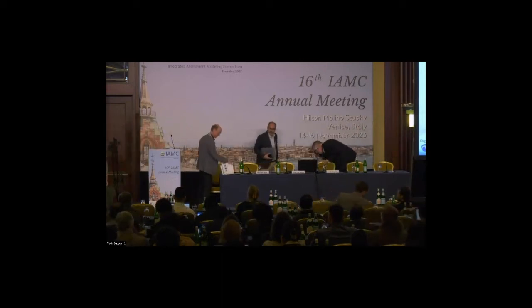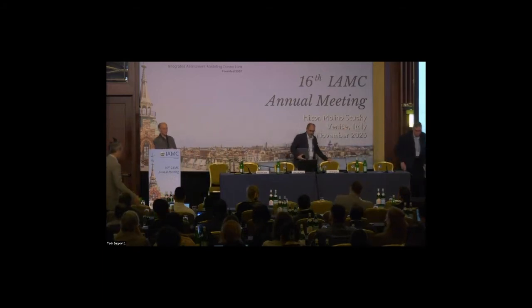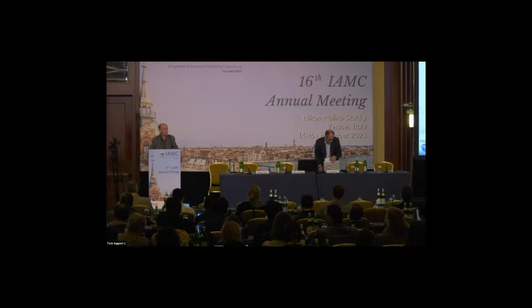Okay, great. So, in the very first session, we would like to specifically go into the role of scenarios and integrated assessment modelings for the IPCC AR7.